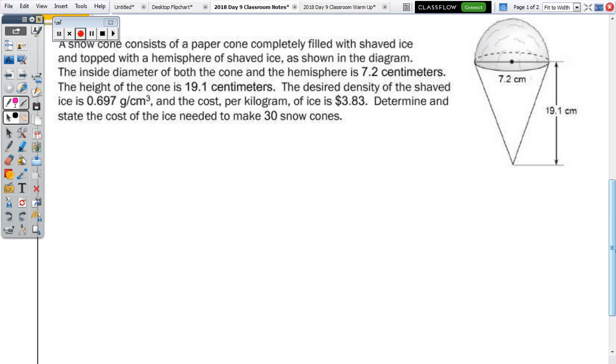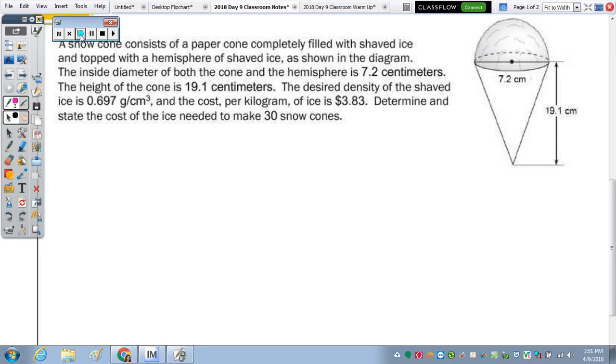The inside diameter of both the cone and the hemisphere is 7.2 centimeters, which is marked. The height of the cone is 19.1 centimeters, which is marked. And the desired density of the shaved ice is 0.697 grams per cubic centimeter. And the cost per kilogram of ice is $3.83. Determine and state the cost of ice needed to make 30 snow cones.